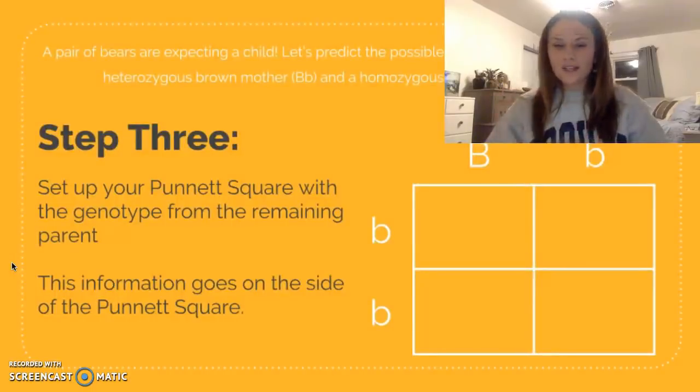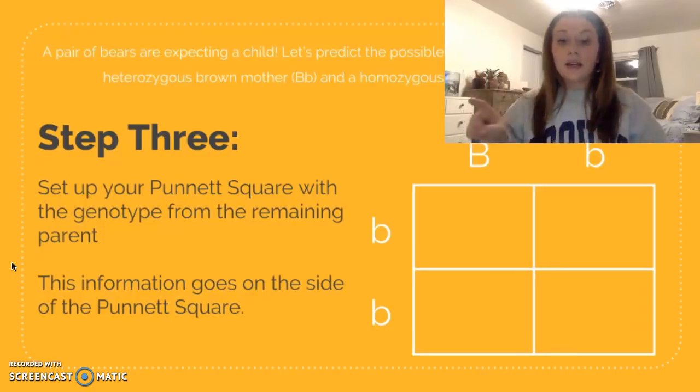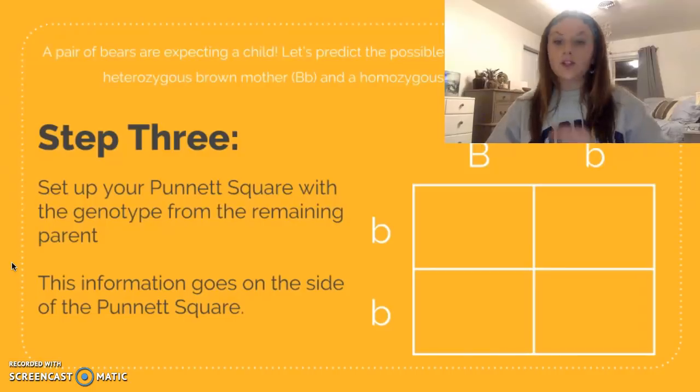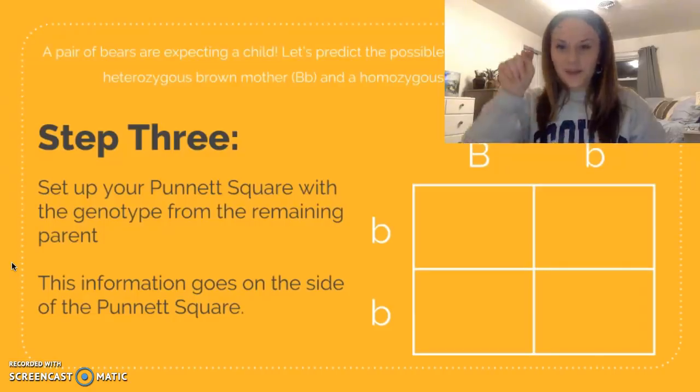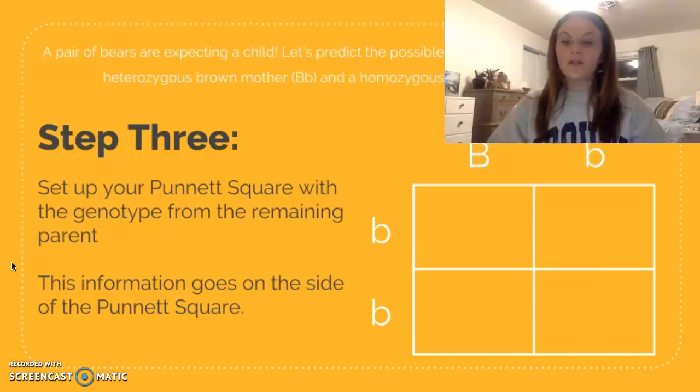Then we're going to repeat the process. We're now going to take the father's genotype, and from the information in our problem, it says he is a homozygous black bear. So he has two lowercase b's. Now his information is going to go down the left side of the Punnett square. So the first letter of the second parent is going to go on the top left of the Punnett square, and then you're going to take the second letter and put it right below that, to the bottom left of the Punnett square.